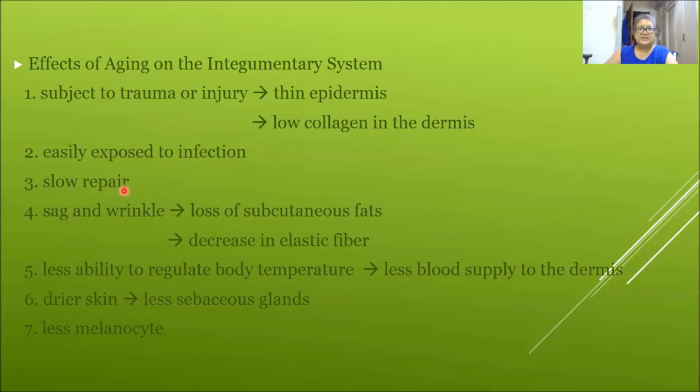Now, the effects of aging in the integumentary system. The skin of an older person is relatively easy to injure. This is because it has a thin epidermis already, and the collagen of the dermis is already low. So that's why the skin of an aging person is easily exposed to infection.